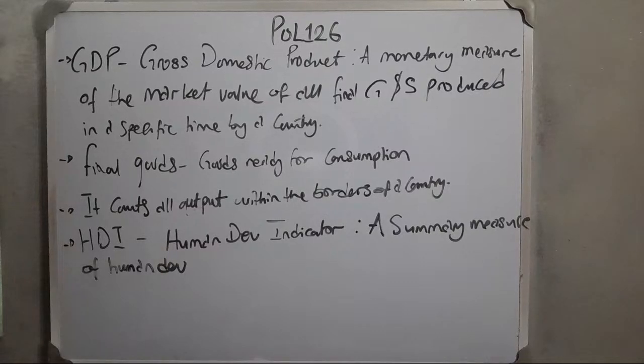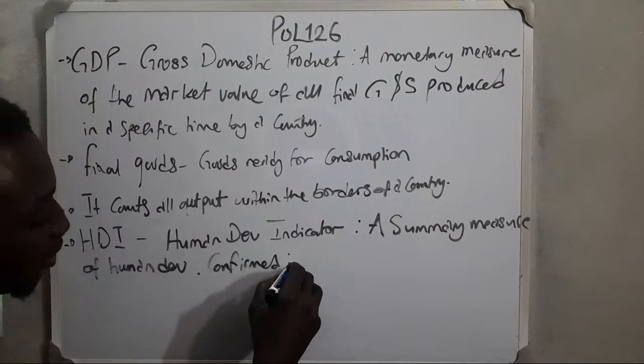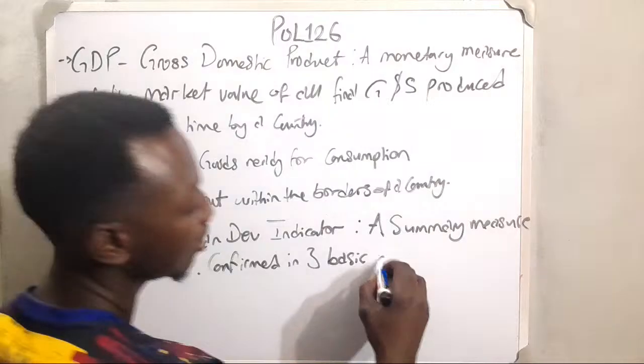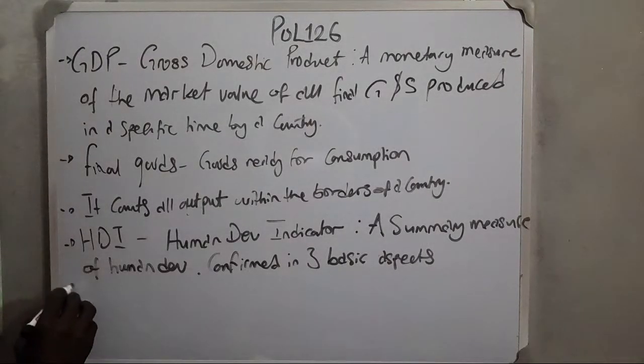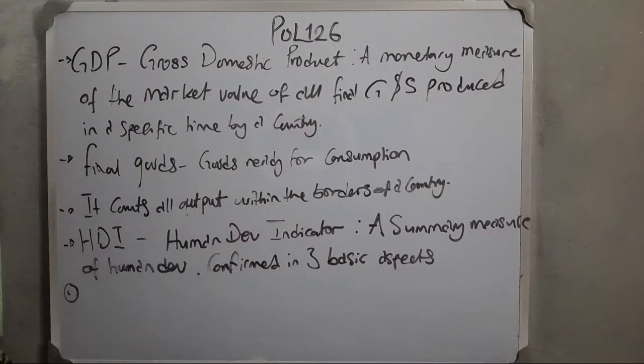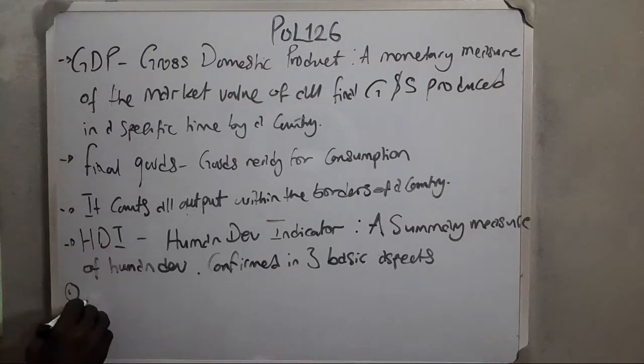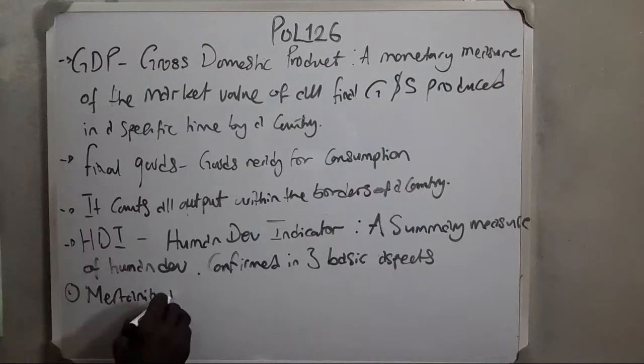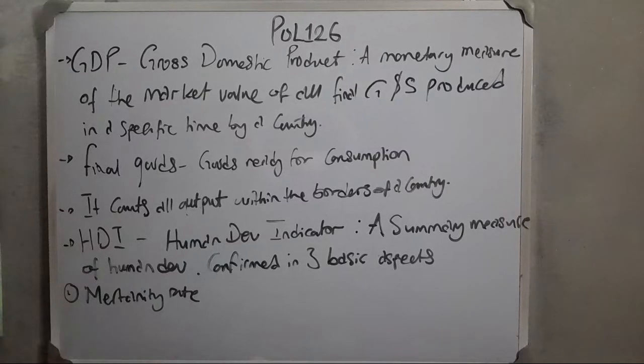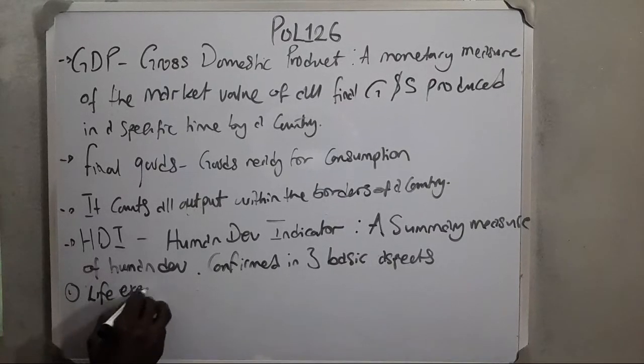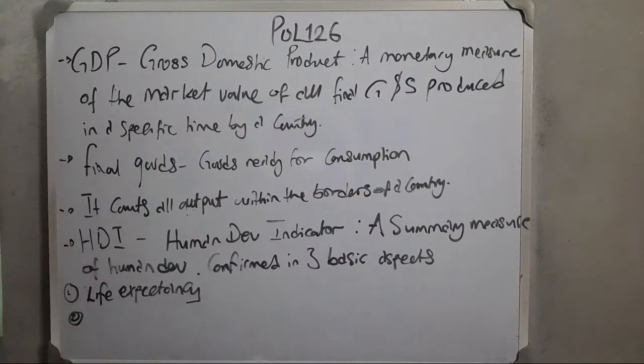The three basic aspects whereby a country's HDI is measured are: one, a long and healthy life as measured by life expectancy. Let me put it like that instead: life expectancy. That's one.